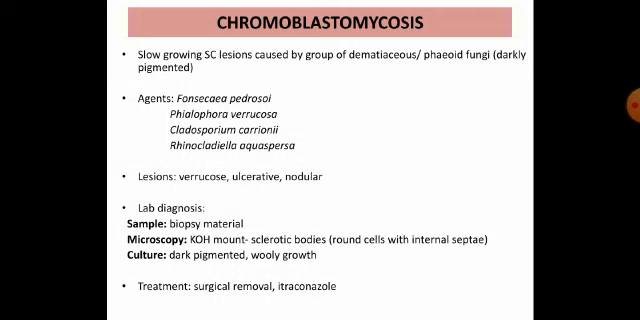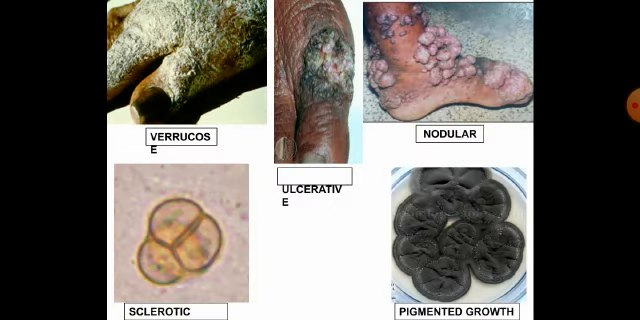When we subject the sample for culture, we see that the culture, they become darkly pigmented because as such the fungi produce color. So they become darkly pigmented and they have a woolly growth. The treatment for this is surgical removal of the mass, and you can also put the patient on itraconazole. All this, what was shown in the previous slide, it is just a recapitulation.